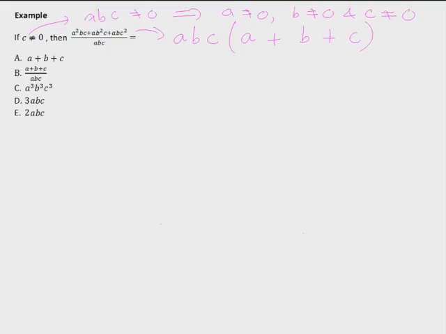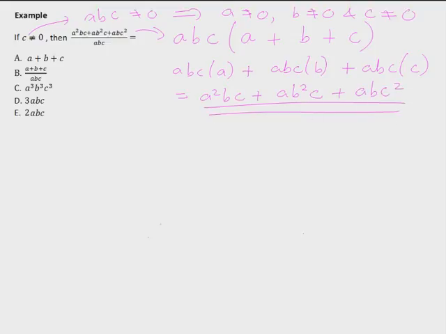Should we confirm that? Let's use the distributive property and check. So this becomes abc into a plus abc into b plus abc into c, which becomes a square bc plus ab square c plus abc square, which is our original numerator. So this factorization was correct. Pulling out abc worked. So the entire expression becomes abc into a plus b plus c upon abc.